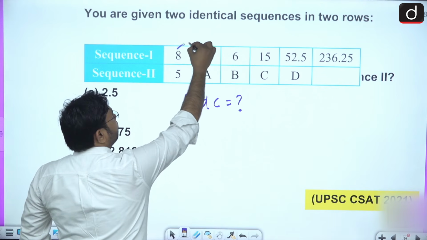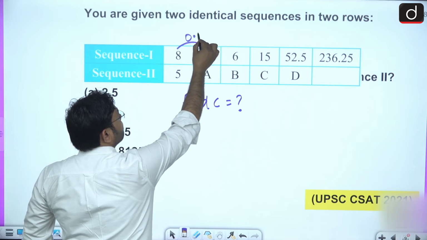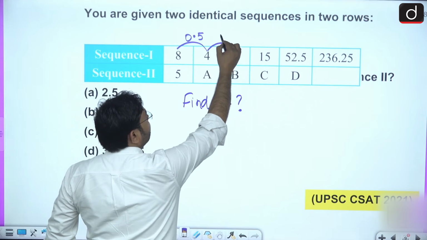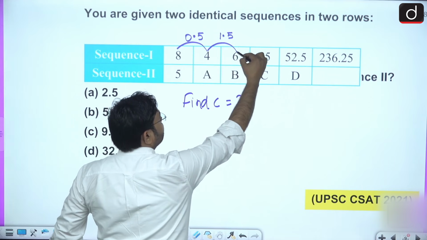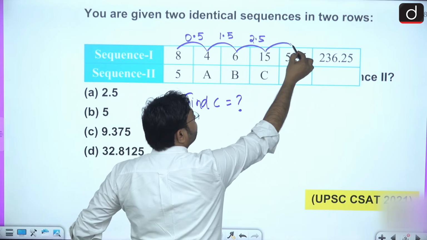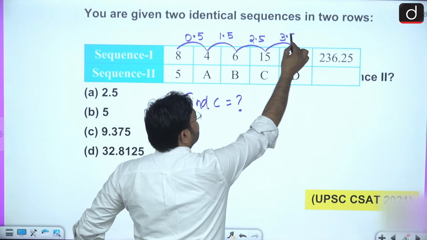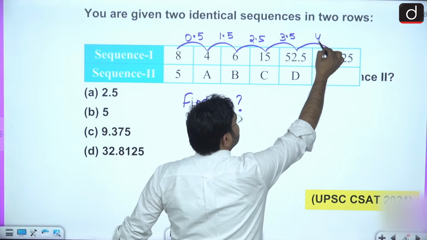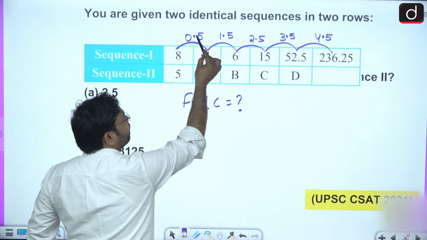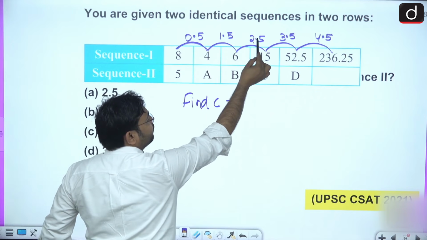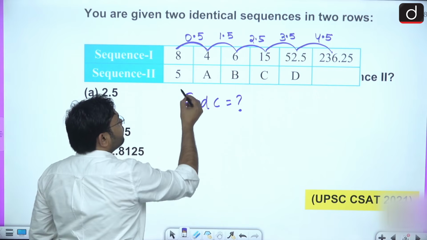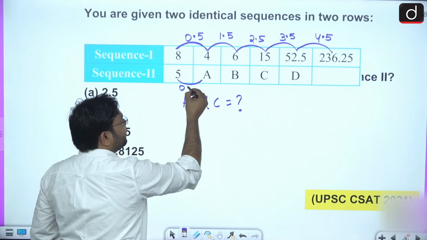Focus. 8 and 4, you can say this is 0.5 times. 4 to 6, 1.5 times. 6 to 15, 2.5 times. 15 to 52.5, 3.5 times. And how are we getting this? This is 0.5. Add 1, this is 1.5, add 1, this is 2.5, add 1, this is 3.5, then adding 1, this is 4.5.